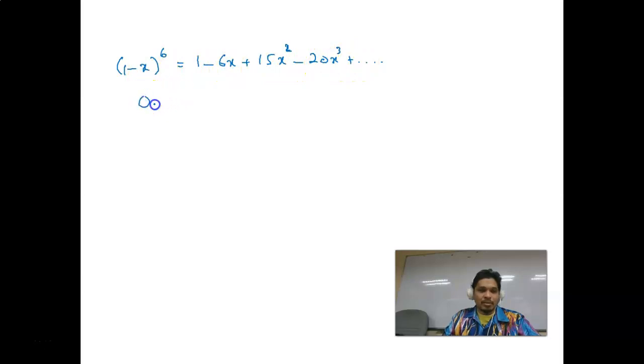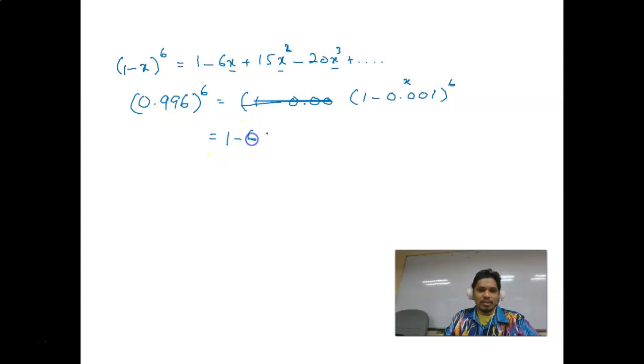So 0.999 to the power of 6. What's the meaning of this? It is a 1 minus 0.001 to the power of 6. Okay, so just imagine that this is 1 minus x. So we get x here, x, and also x.